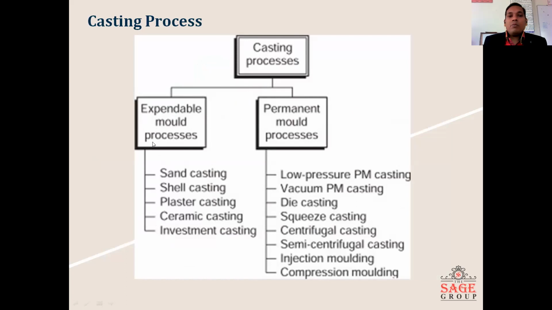And in the expandable mold process, there is sand casting, shell casting, plaster casting, ceramic casting, investment casting. And in the permanent mold process, low pressure permanent molding, permanent mold casting, vacuum permanent mold casting, die casting, squeeze casting, centrifugal casting, semi-centrifugal casting, injection molding, and compression molding. So this is the classification of casting process.